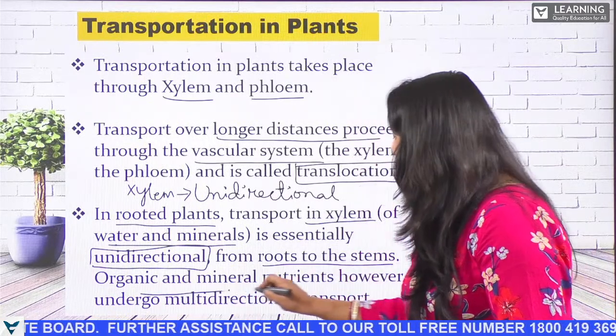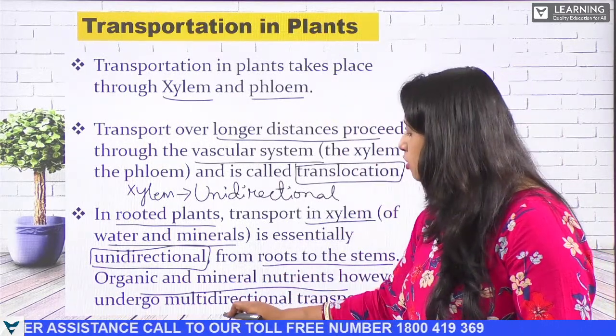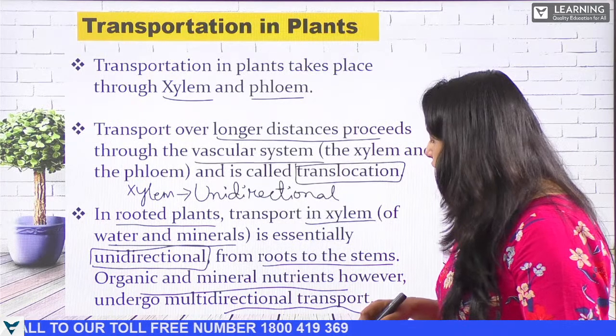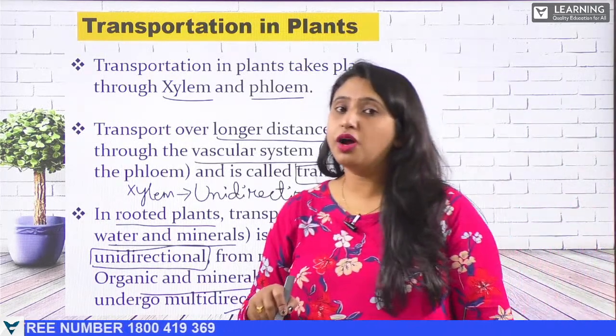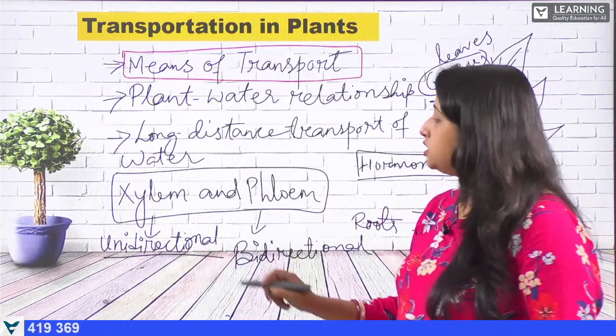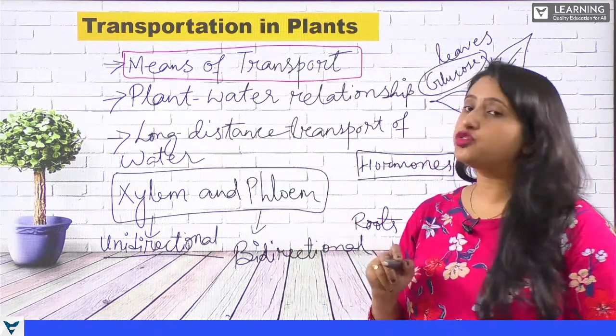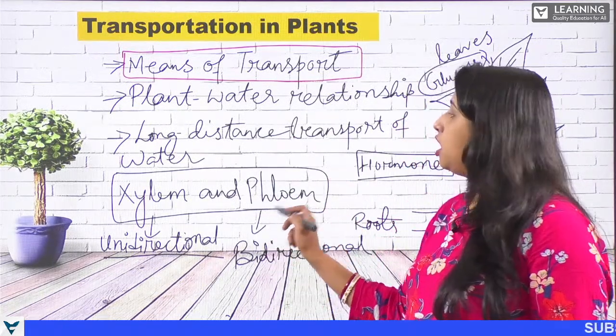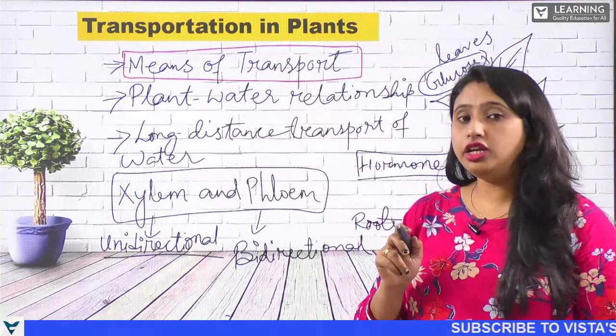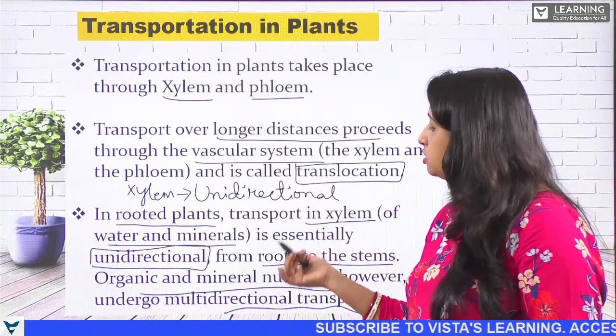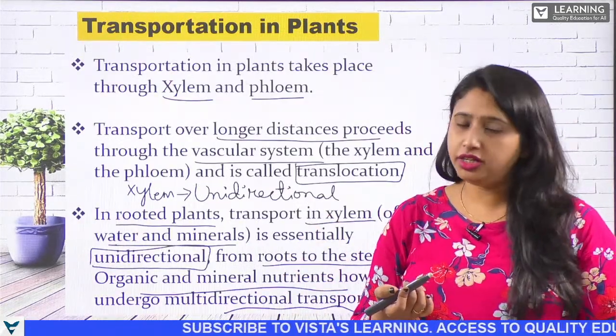Now, organic and mineral nutrients, however, undergo multi-directional transport. So what is this multi-directional transport? That is phloem. Phloem is responsible for transporting the organic and inorganic materials. So it goes the bidirectional or multi-directional way.